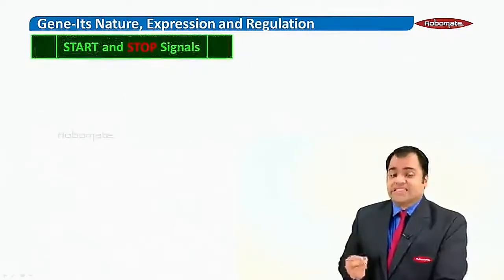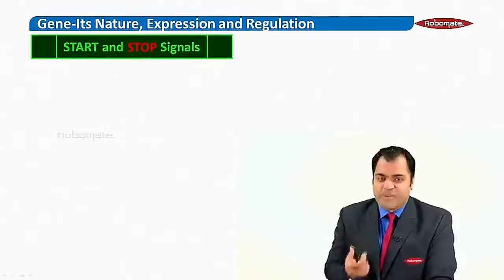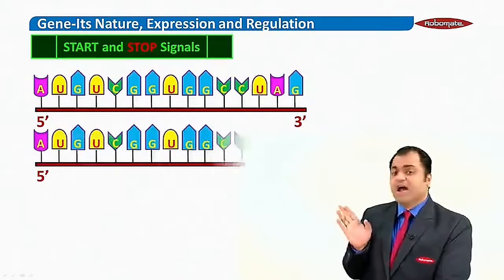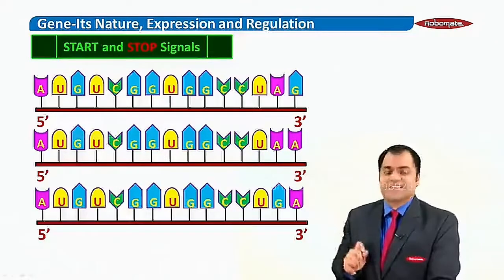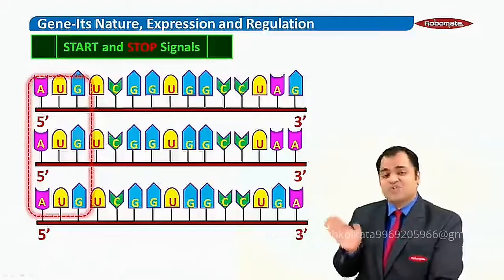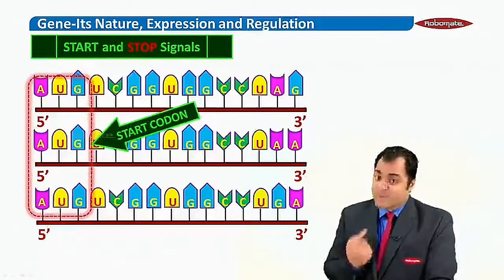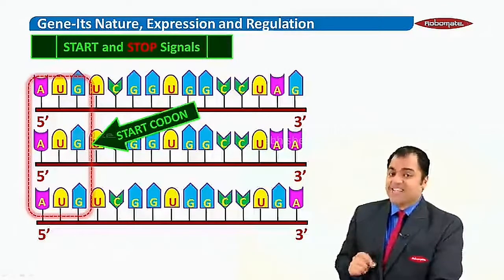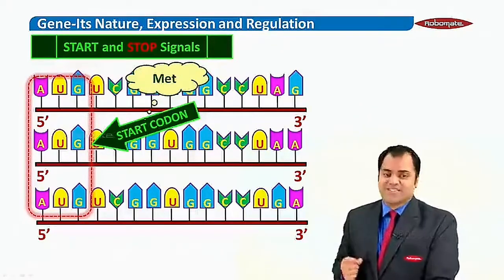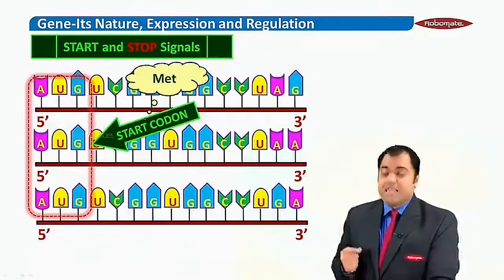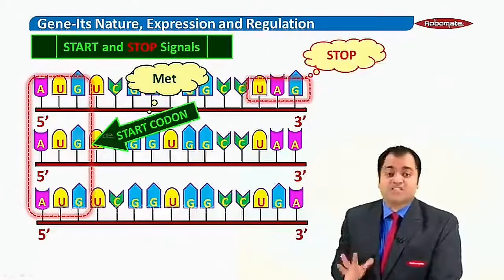Okay. Now, next is start and stop signals. Some idea you already have, but I'm going to tell you a little more information here. What I've shown you here are 3 different mRNA strands. What is common here is the start signal in all 3 basically is AUG. You know that AUG is the start codon, which codes for which amino acid? You guessed it right, it is methionine. But now all 3 of them have different stop codons, and let us see which ones they are. The first strand up there has a UAG. You know that UAG is a stop codon.